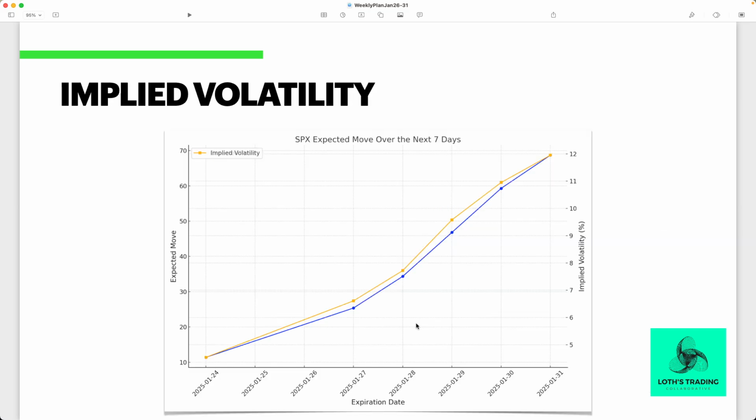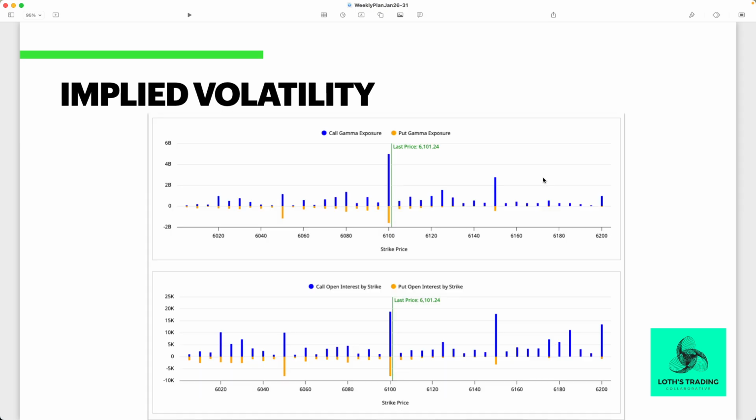So let's look ahead to see where we may expect the market to move. Implied volatility based on the options on SPX is showing a potential move of about 70 points for the full week. So that's not very high. Most of the move that's expected is later through the week. You can see for the next couple of days here we're at 26, 27. It's not so much of a move that's expected, but gradually we may see a movement down to the end of the week of 70 points.